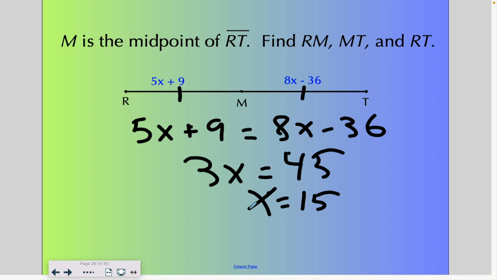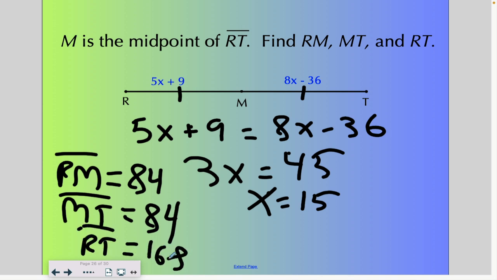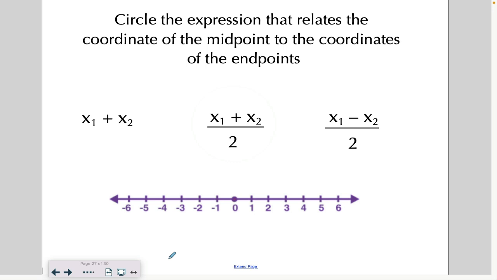If x is 15, then what is RM? If I plug in 15 for x, what do I get? Is it 84? Well, MT should also be 84, and when I plug it in, it definitely works. And then what's the length of the entire segment? RT is, yeah. So it's not just that you're required to do this. It's very nice that it lines up rather than doing like a check step. Okay? Cool.